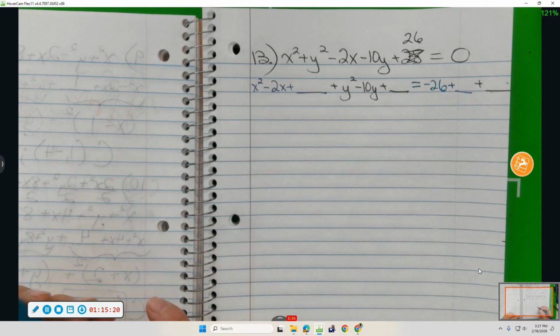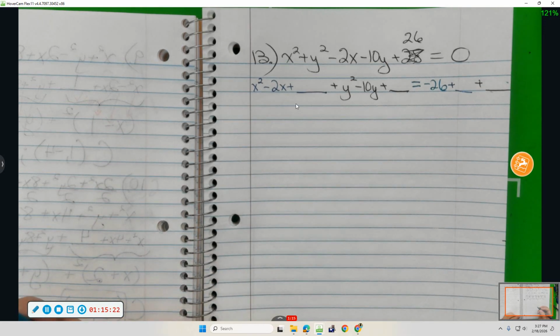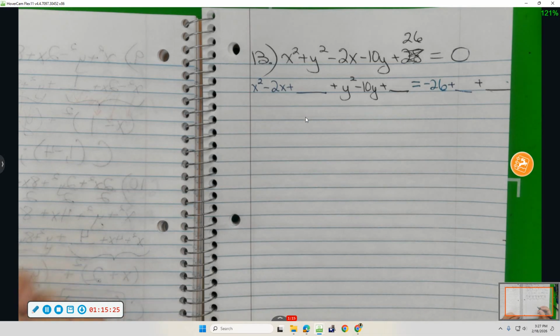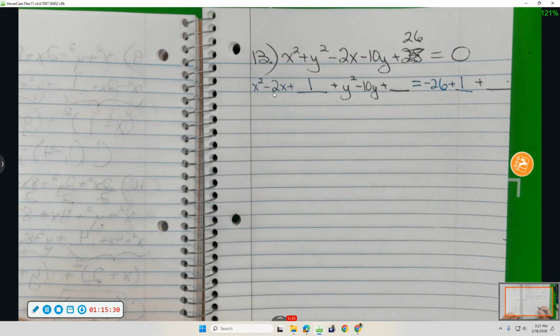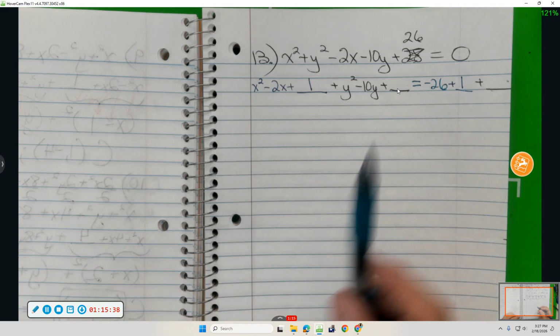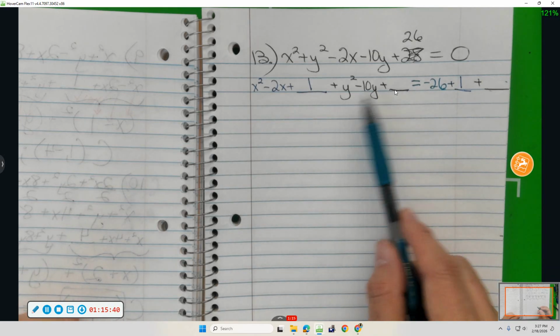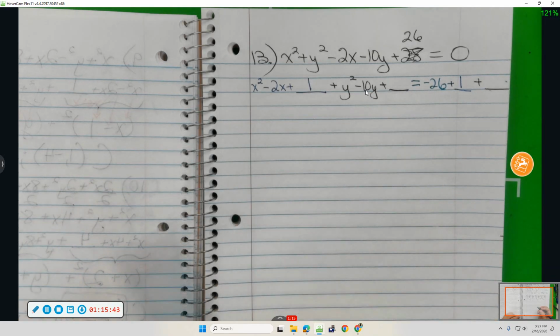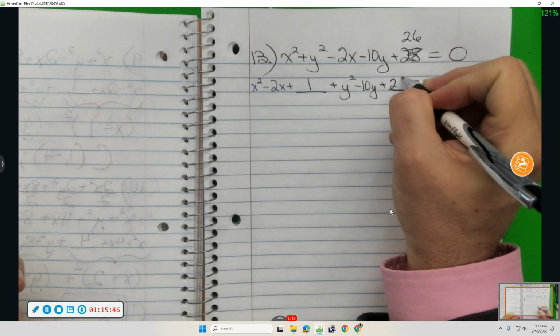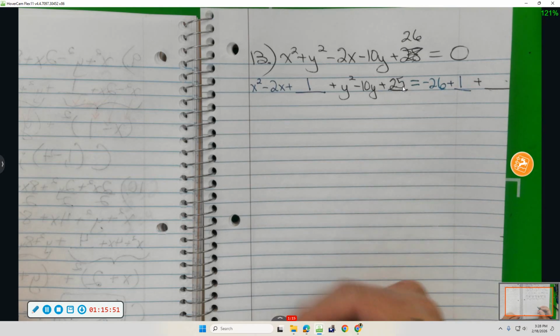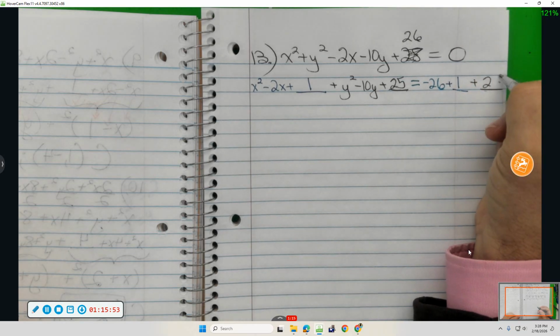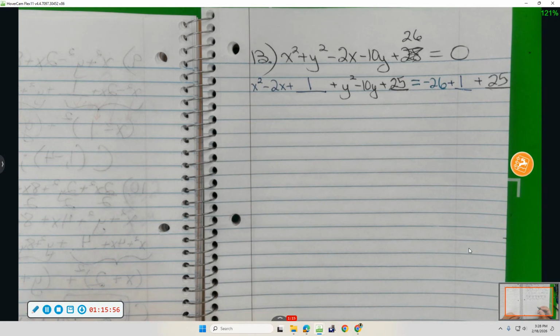What number's going to go beside x squared minus 2x? 1, I agree. So we put the 1 there, the 1 there. Half and square. That's what you did. Half of 2 is 1. 1 squared is 1. Same thing over here. How do we get this blank? What's going to go in the blank beside y squared minus 10y? You took half of 10. 10 divided by 2 is 5. 5 squared is 25. I put the 25 on the right-hand side also.